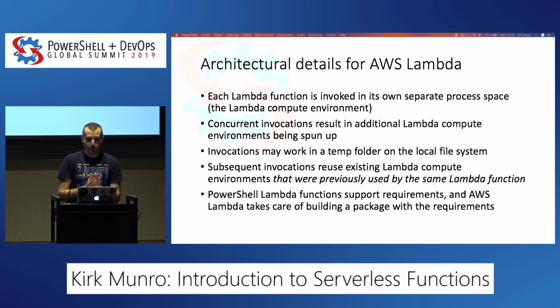PowerShell Lambda function support requirements. I actually like their solution better. The way they do requirements, and by requirements I mean modules, is you just use a require statement inside of your script, and AWS Lambda will take care of building your package based on what your function has. So you don't have to worry about the details behind the scenes of where to put this bundle of modules so that it's going to work and so on. They actually just handle that for you. And so that's a bit of a nicer solution on their part.